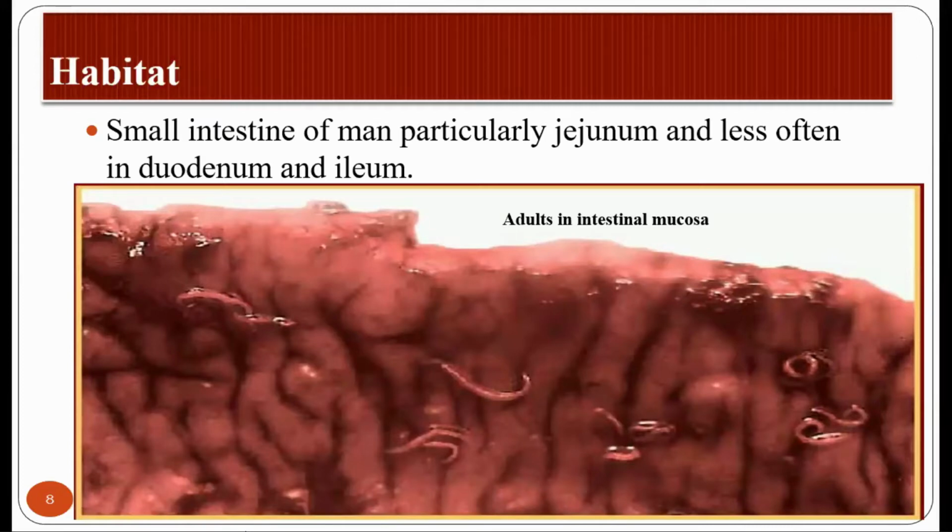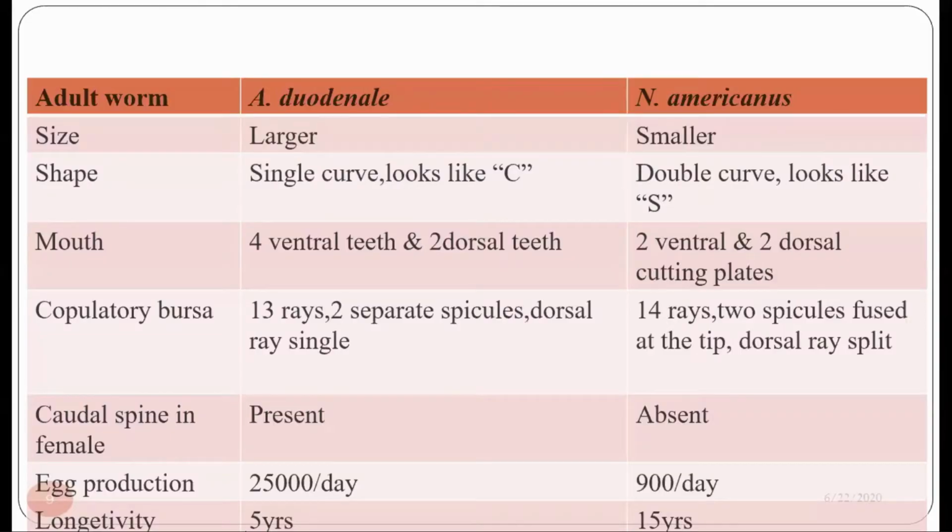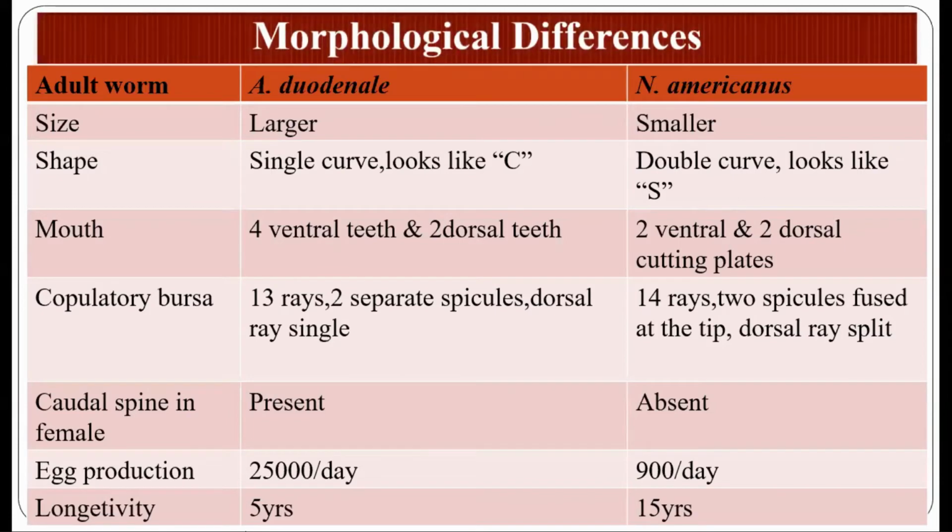So iron deficiency anemia caused by this hookworm is a burning problem in underdeveloped and developing countries. Especially this iron deficiency anemia is very harmful. It is very common in young children, and if a pregnant female is infected by these hookworms, its consequences are very severe. Now we'll discuss the morphological differences between Ancylostoma duodenale and Necator americanus.